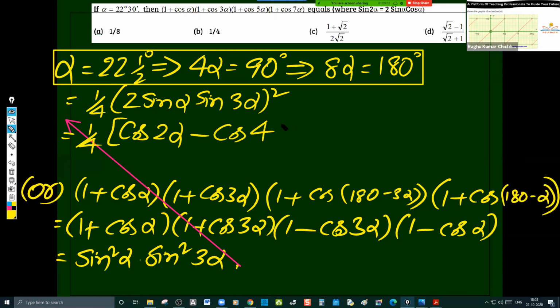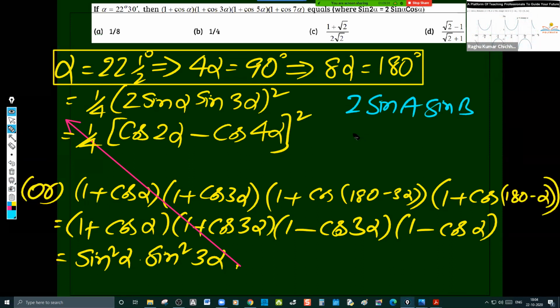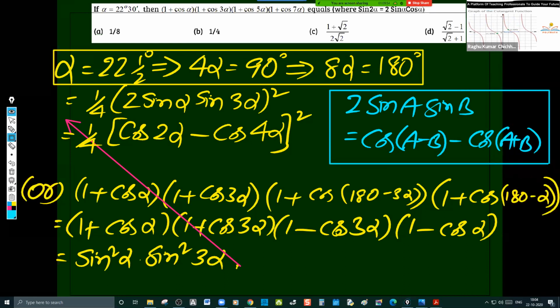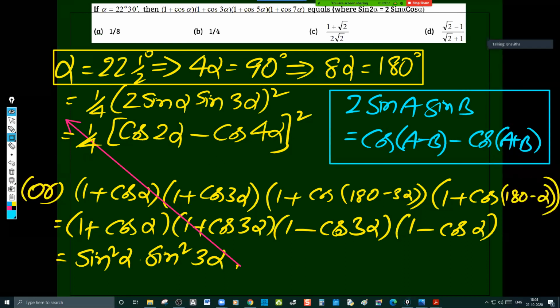You did not say, I wrote it. No one among you said the formula. 2 sin A sin B is equal to cos of A minus B minus cos of A plus B. Have we read that once? Even you also, Maurya?